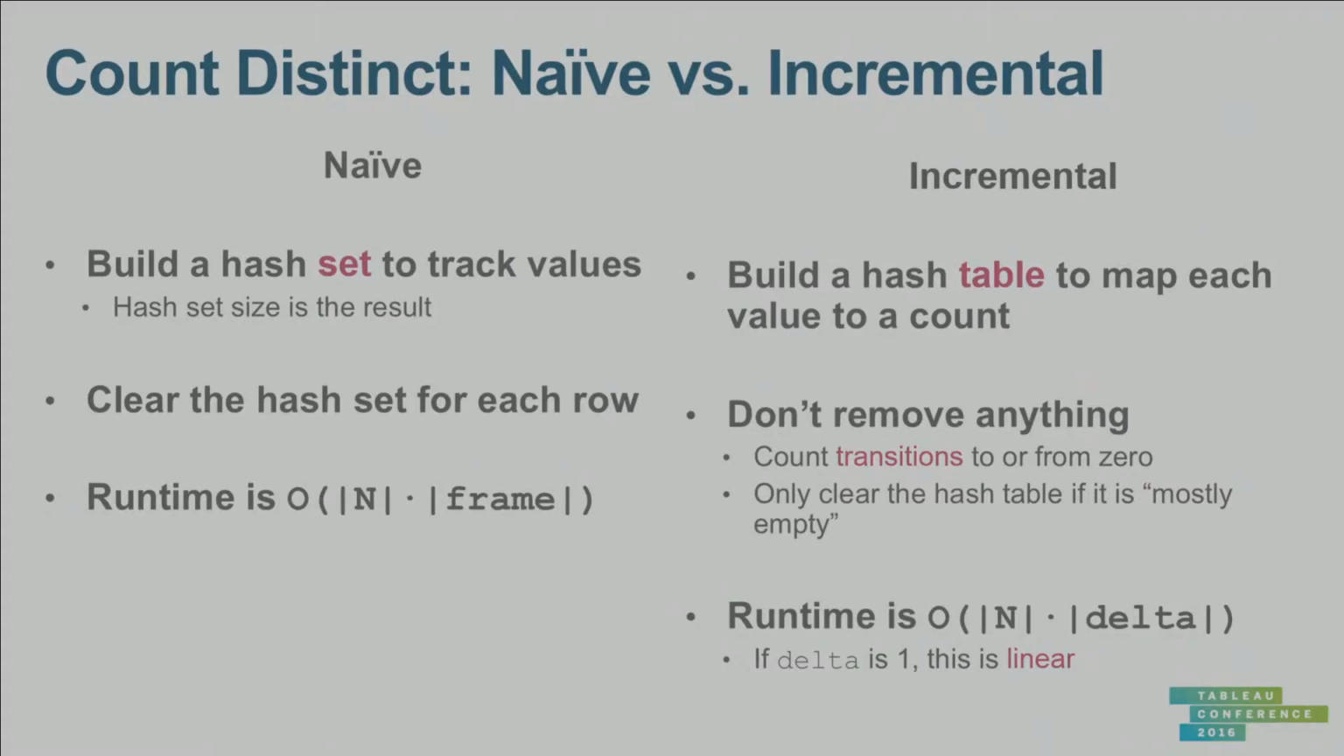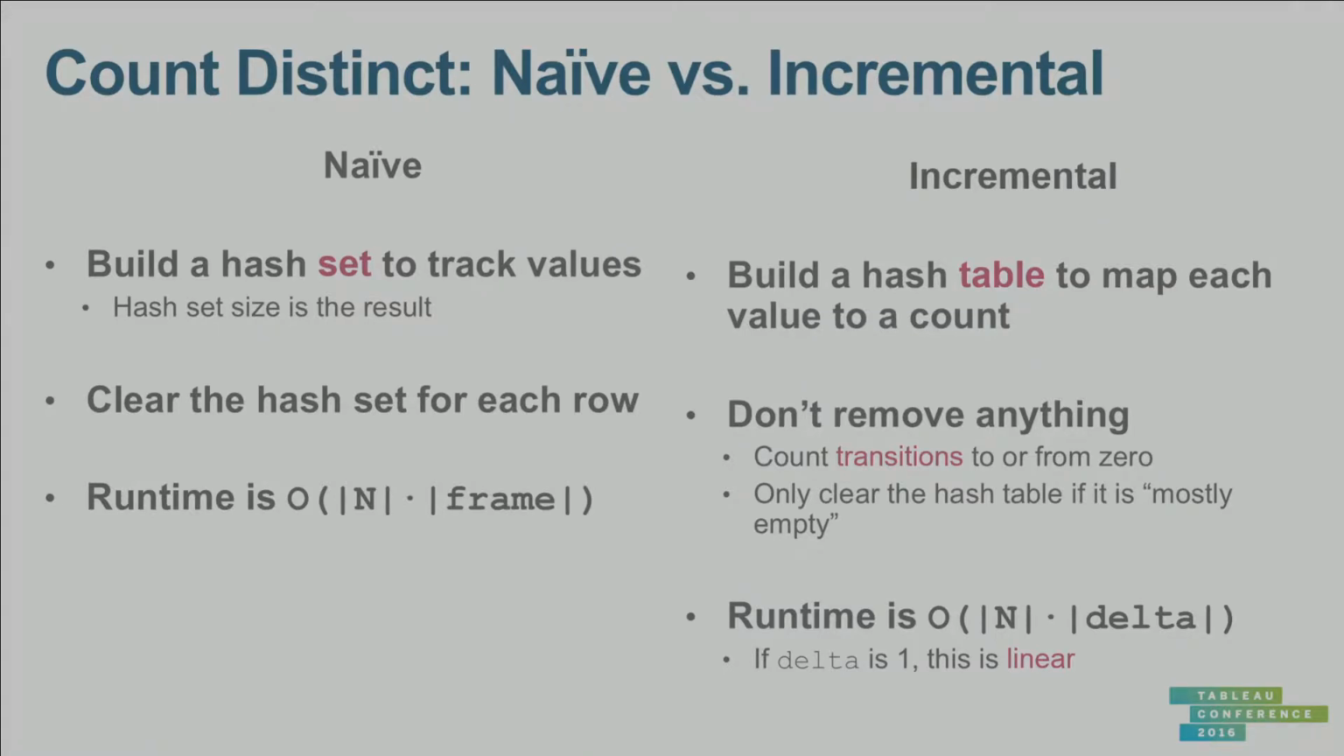So we took on an incremental approach here. And we're going to share this hash table between adjacent frames. So instead of a set, we're actually going to map each value to a count. We don't remove anything. And we're going to count transitions to and from 0 instead of just the size of the hash table. And we're only going to clear the hash table if it's mostly empty. And we'll get to mostly in a little bit.